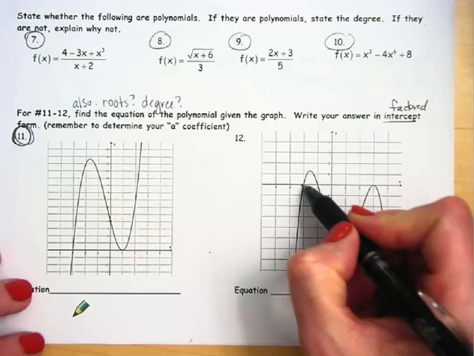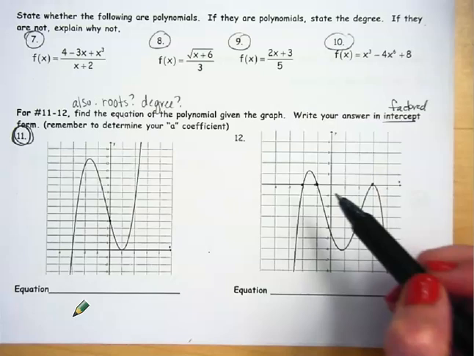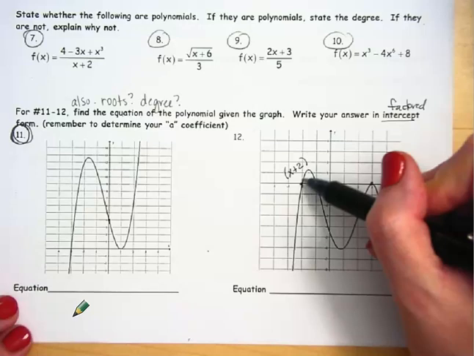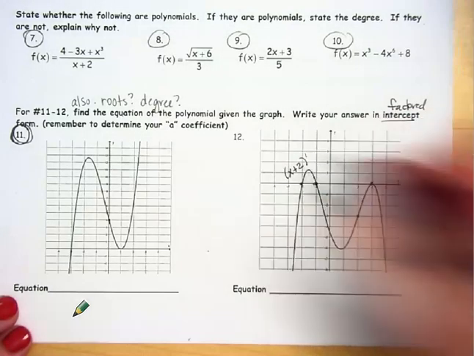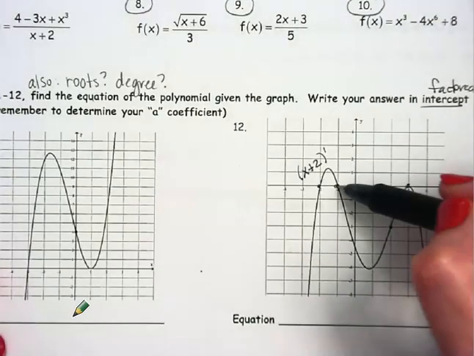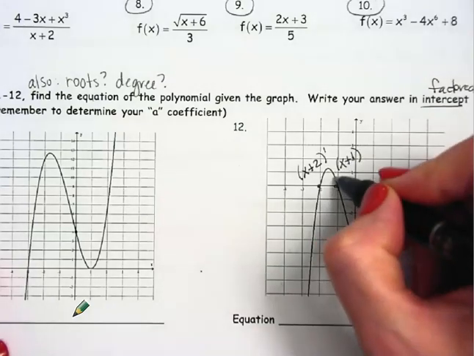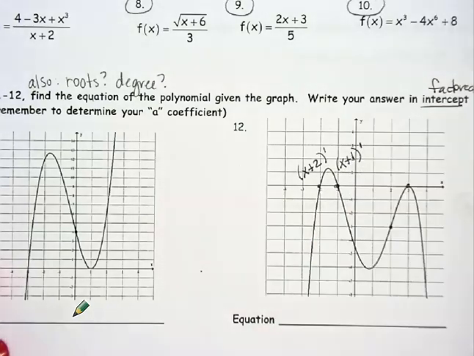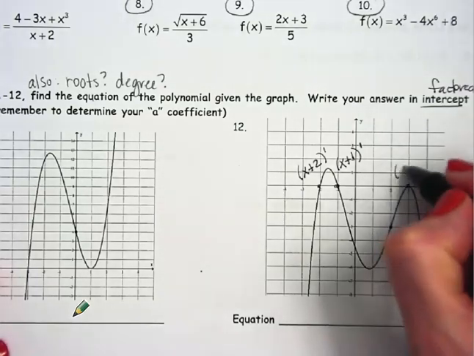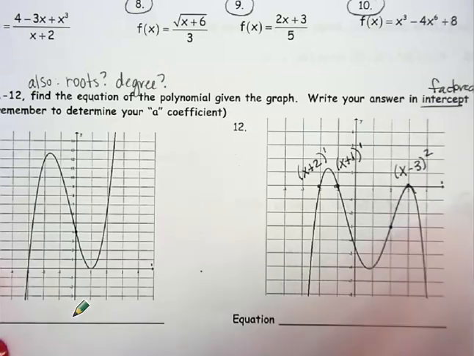So we're going to start by identifying the roots. This root is -2. That comes from a factored form of x plus 2. And because the graph crosses straight through, we know it has a multiplicity of 1. This root right here is -1. That comes from a factored form of x plus 1. And it's also a straight cross through, so a multiplicity of 1. This root at x equals 3 comes from factored form x minus 3. It has a bounce, so its multiplicity is 2.